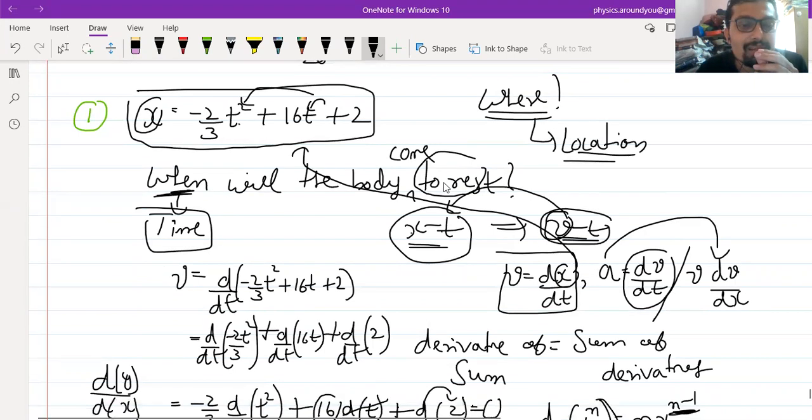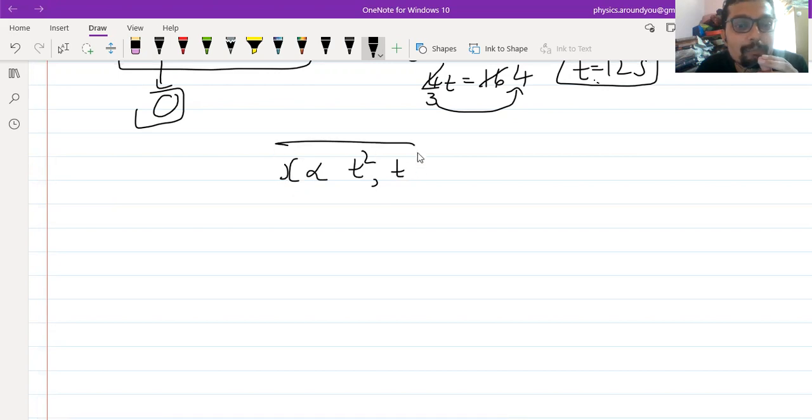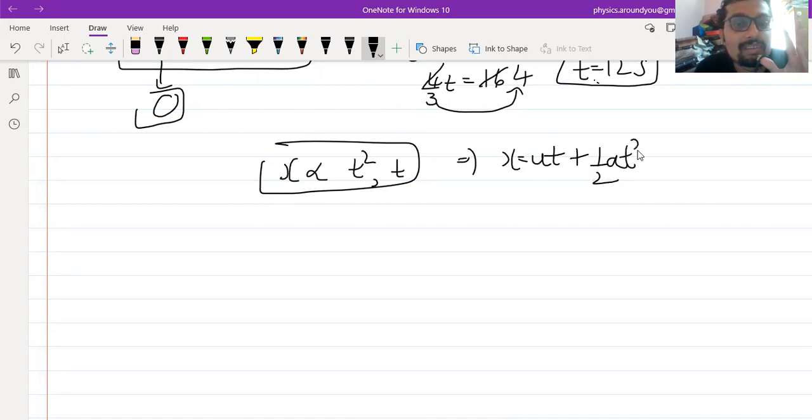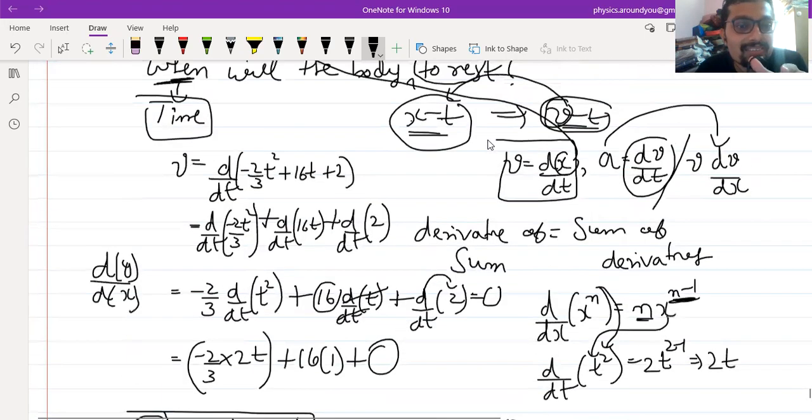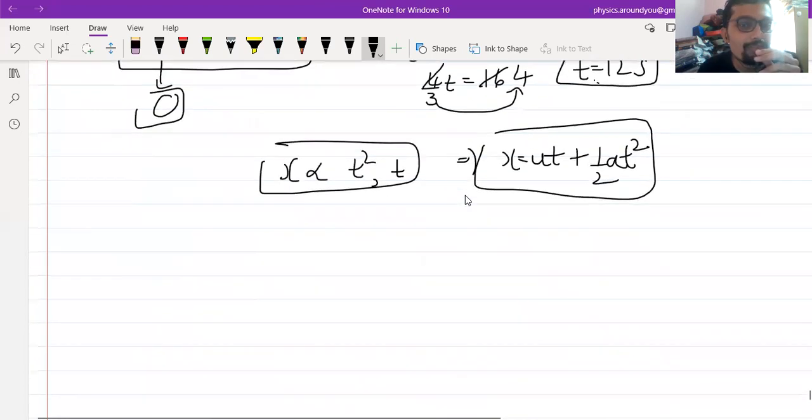What is the easier way? Whenever I see x depending on t square and t, immediately it rings a bell in my head because I know a similar relation derived already. What is it? x is equal to ut plus half at square. Isn't it? Isn't this and this somewhat similar? Look at this: minus 2 by 3 t square plus 16t plus 2.